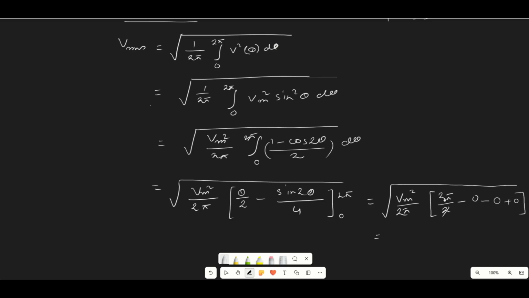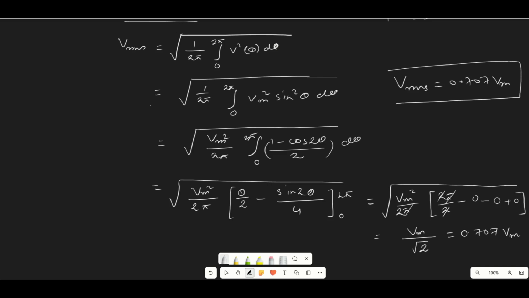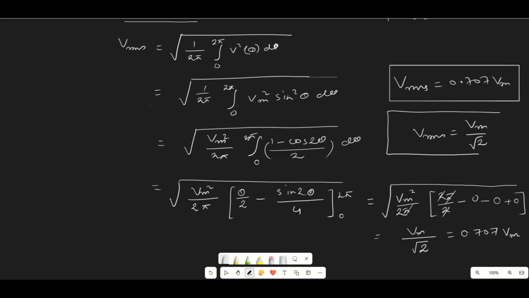Now what we have here, 2 gets cancelled, pi gets cancelled. So what is left after solving it, we get Vm by root 2. Root 2 is also given by 0.707 Vm. So the RMS value, Vrms, is given by 0.707 Vm. I hope you have understood why we call Vrms equal to Vm by root 2 or 0.707 Vm.